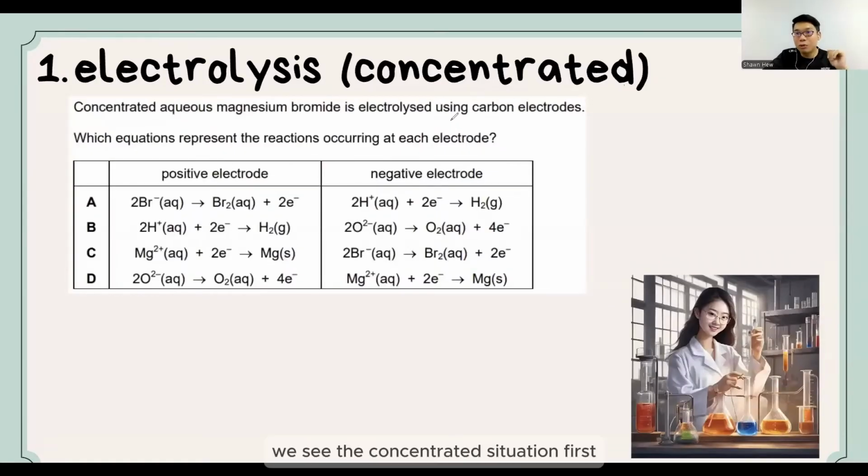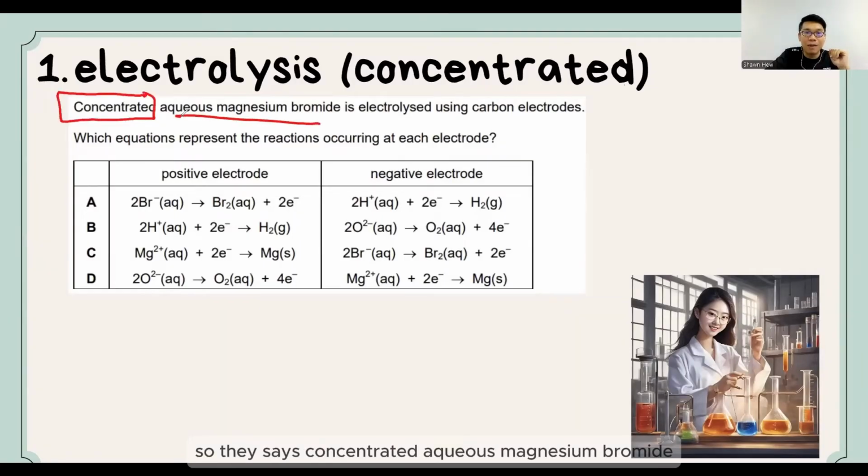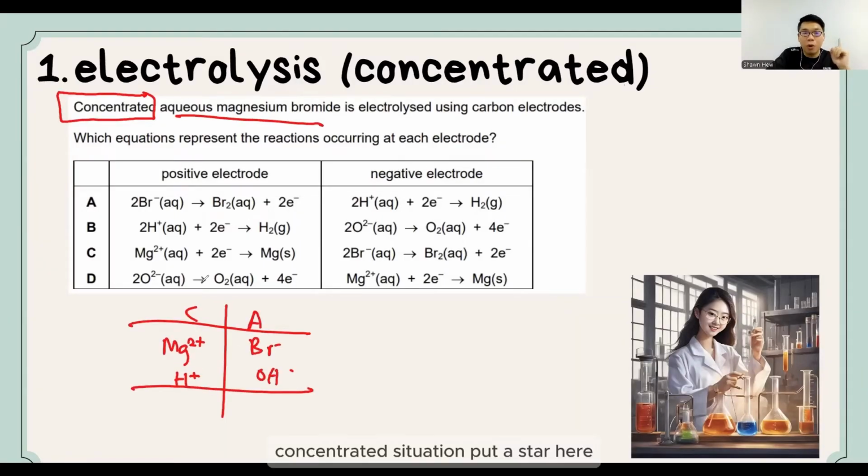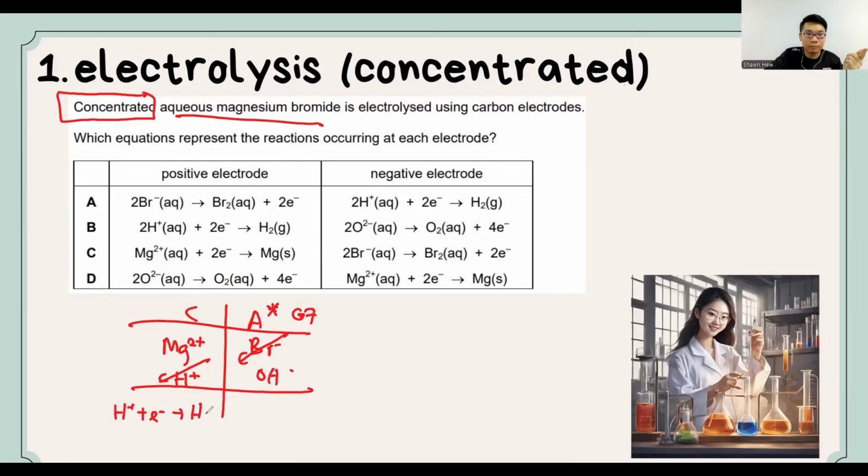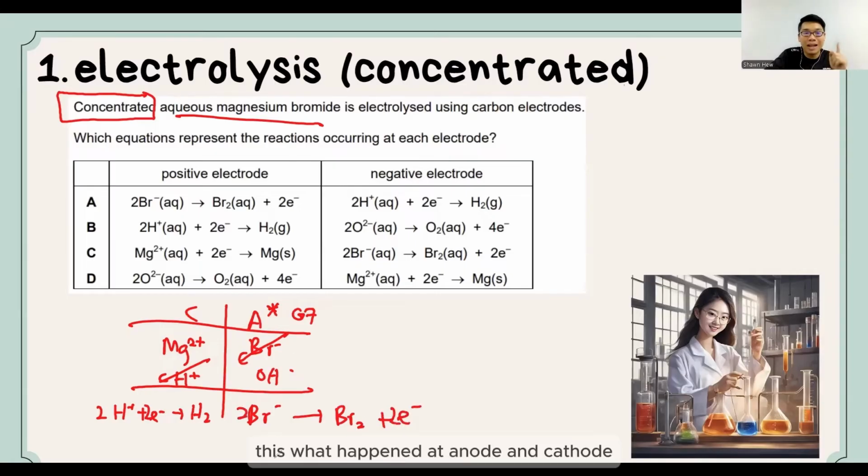We see the concentrated situation first. So it says concentrated aqueous magnesium bromide. Concentrated situation, I put a star here, it will affect group 7. So I will choose group 7 ion. Here, as usual, we choose hydrogen ion. This is what happened at anode and cathode. Positive anode, negative cathode. So positive electrode is this, negative electrode is this.